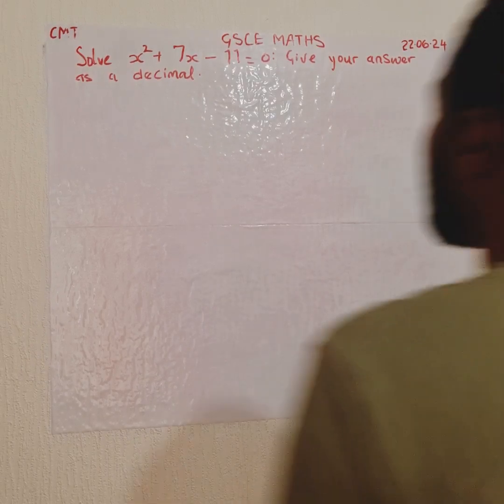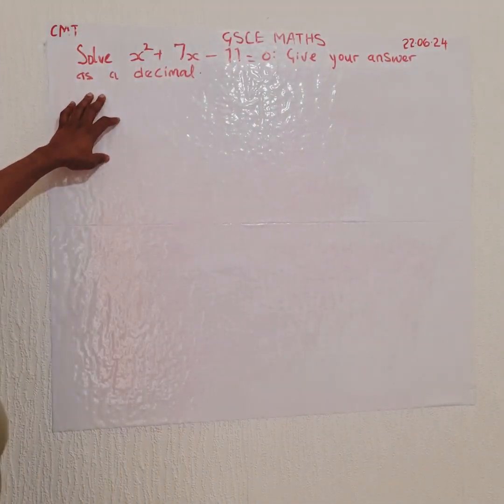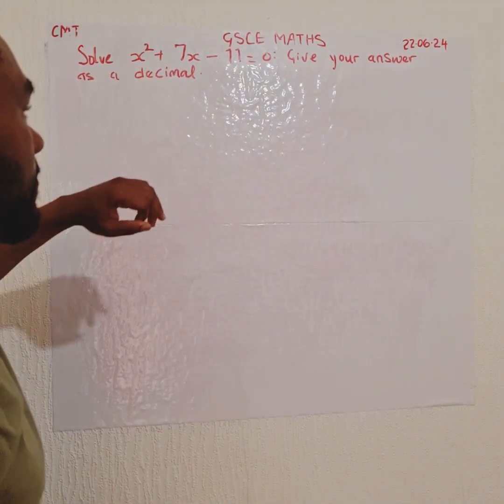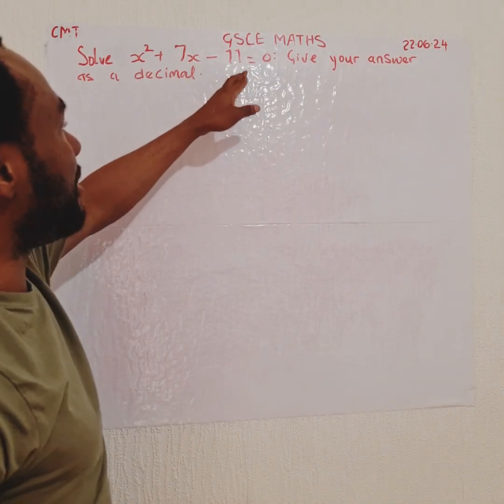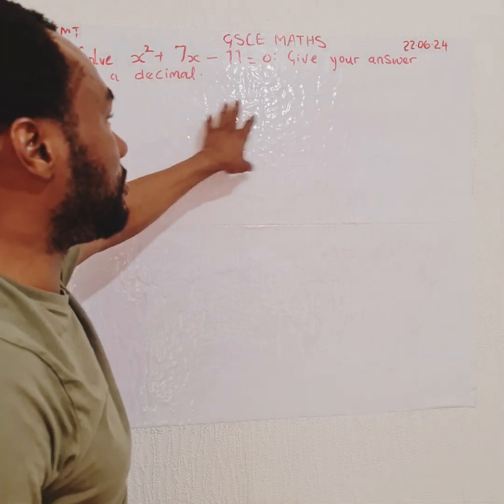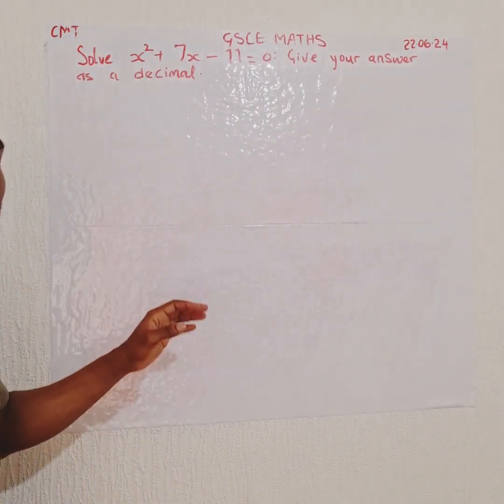All right, welcome back. We got another example on the board. This is a quadratic equation: x squared plus 7x minus 11. We're required to solve this quadratic equation but give our answer as a decimal.